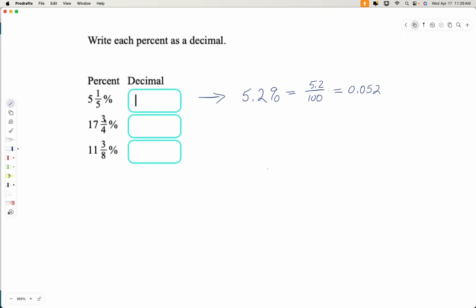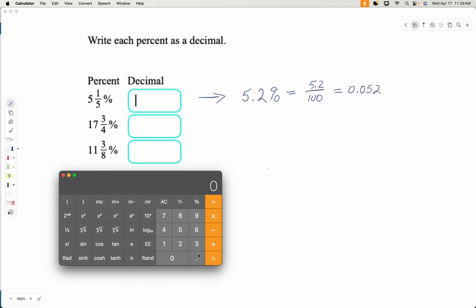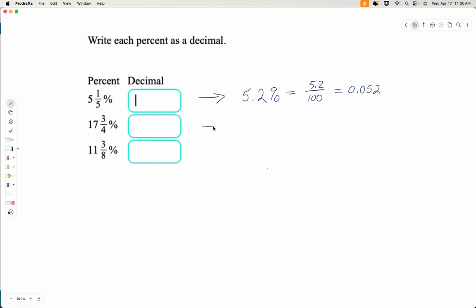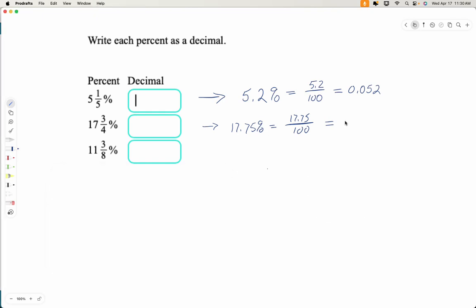We divide 3/4. 3 divided by 4 is 0.75. We add the whole number back to that, plus 17. So 17.75%. That's going to equal 17.75 over 100, which is going to equal, we're going to divide that by 100, 0.1775.